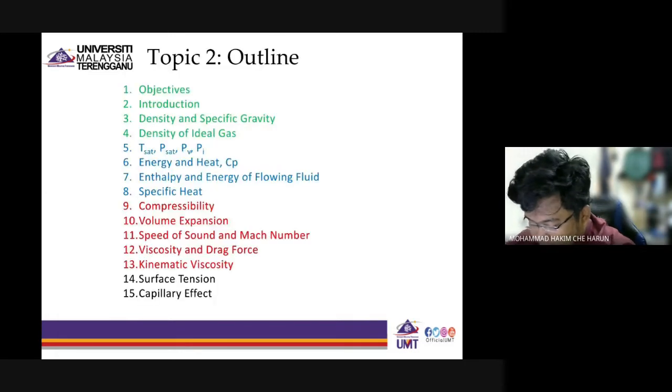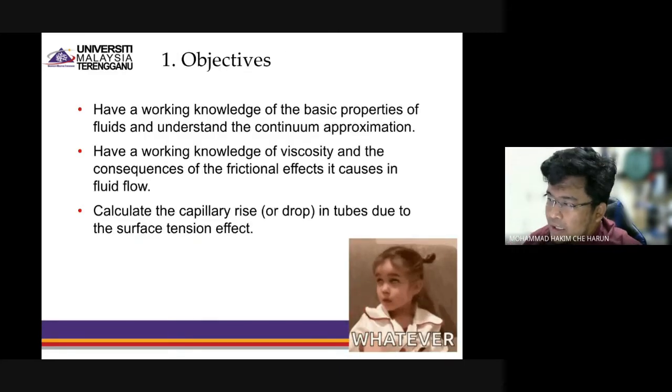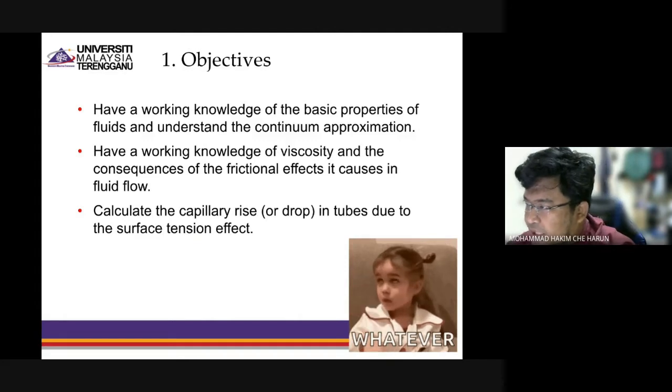So this is the outline where I'm going to show you how the volume expansion, how the density, how the temperature and pressure affect the density and so on. Right. So this is our objective, that we are going to work on the knowledge and basic properties of the fluids and continuum approximations.